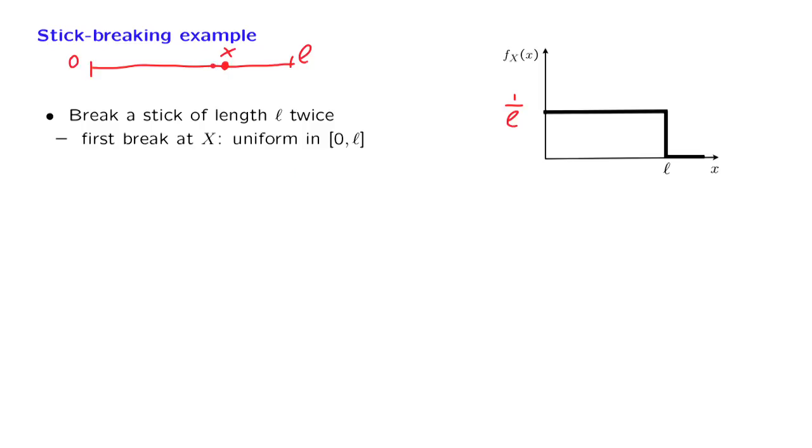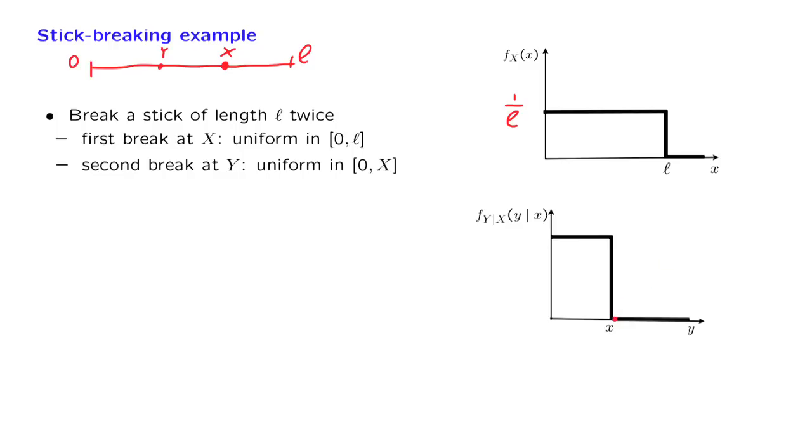over L. Then we take the piece of the stick that we are left with, which has length x, and we break it at a random location, which we call y, and we assume that this location y is uniformly distributed over the length of the stick that we were left with. What does this assumption mean? It means that if the first break was at some particular value little x, then the random variable y has a conditional distribution which is uniform over the interval from 0 to x. So the conditional PDF is uniform.